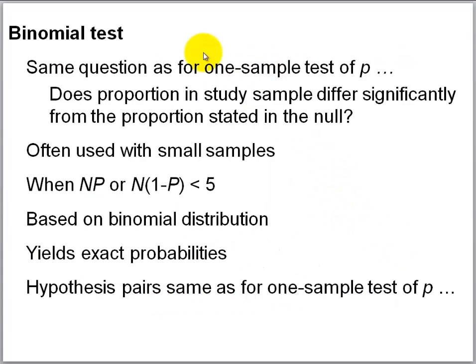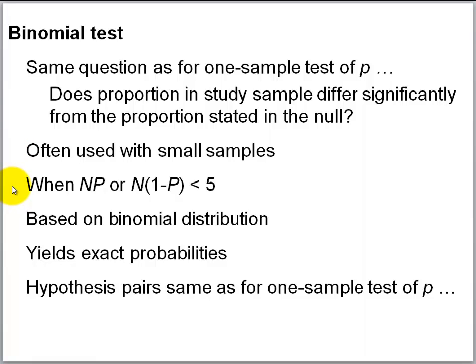So we're going to move on to a new test that's also used with proportions and with a single sample, and that test is the binomial test. And the binomial test addresses precisely the same question as does the one-sample test of p. And that question is, does the proportion in one study sample differ significantly from the proportion stated in the null? The binomial test is often used with small samples.